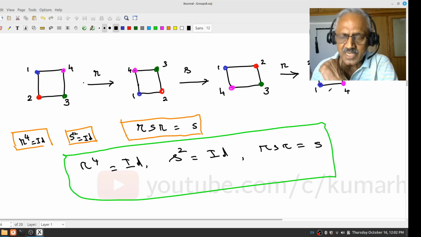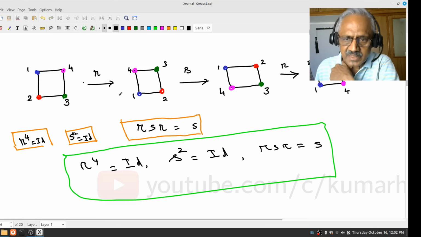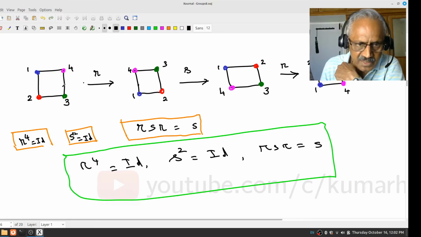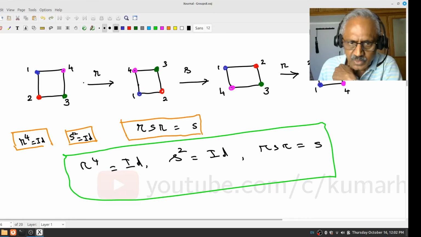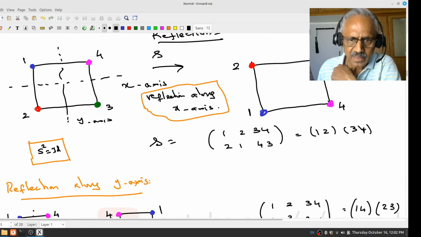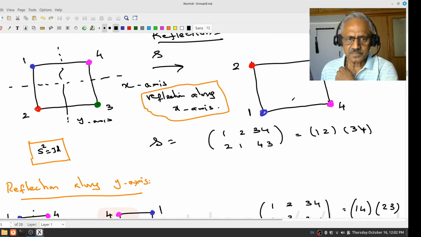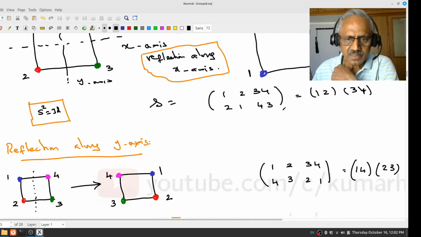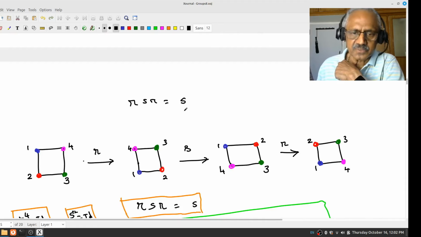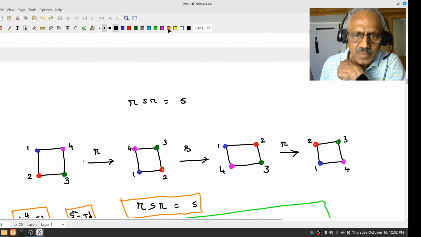Now, what is RSR? RSR is nothing other than reflection along the x-axis, because if I reflect it along the x-axis, 2 goes here, 1 comes here, 3 goes here, 4 goes here. That's what it has. And in case you have difficulty, go back. This is the picture, right? Therefore, what we have got is RSR is S. Is that clear?